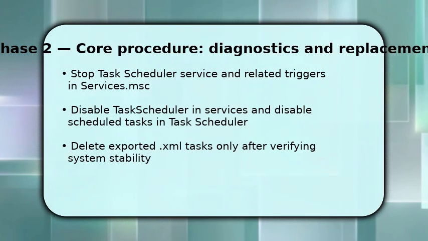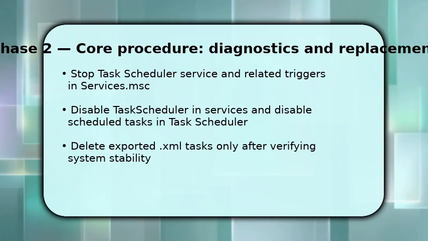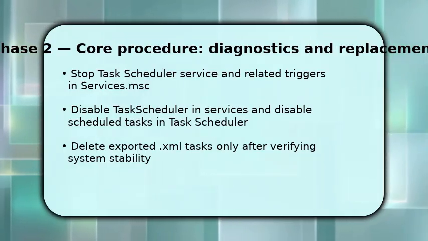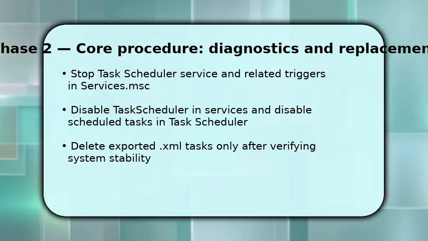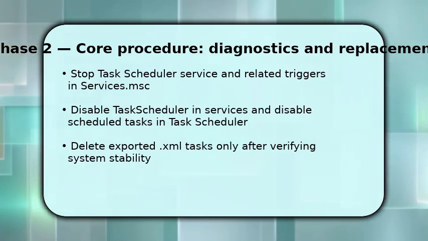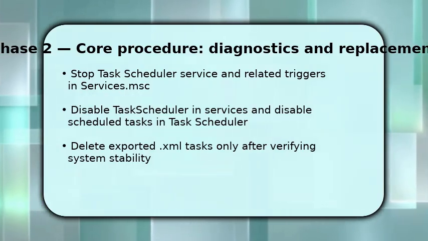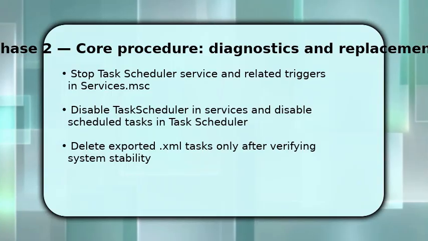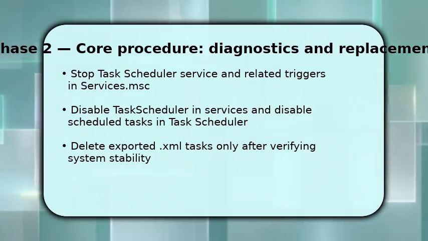Now stop the Task Scheduler service. In Services.msc select Task Scheduler, click Stop, then set Startup Type to Disabled. Next, go through Task Scheduler Library and disable individual tasks by right-clicking and choosing Disable. Remove triggers if present. If third-party apps created tasks, uninstall or disable those apps first because they may recreate entries.